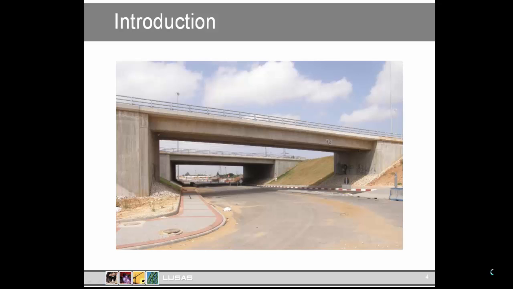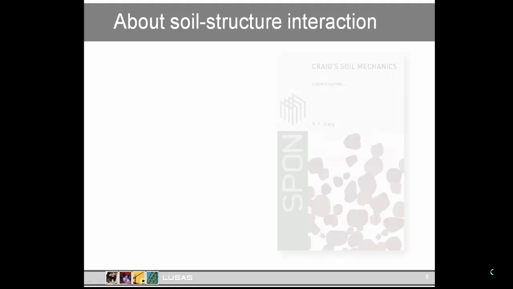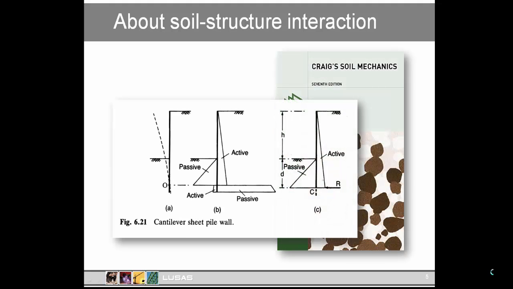Now, integral and semi-integral bridges accommodate thermal expansion and contraction by movement of the abutments, the end screens. And those are essentially retaining structures. And retaining walls are often analysed representing the soil as a load only. We assume active pressure in some regions and passive pressure in other regions. The stiffness of the soil doesn't come into it.